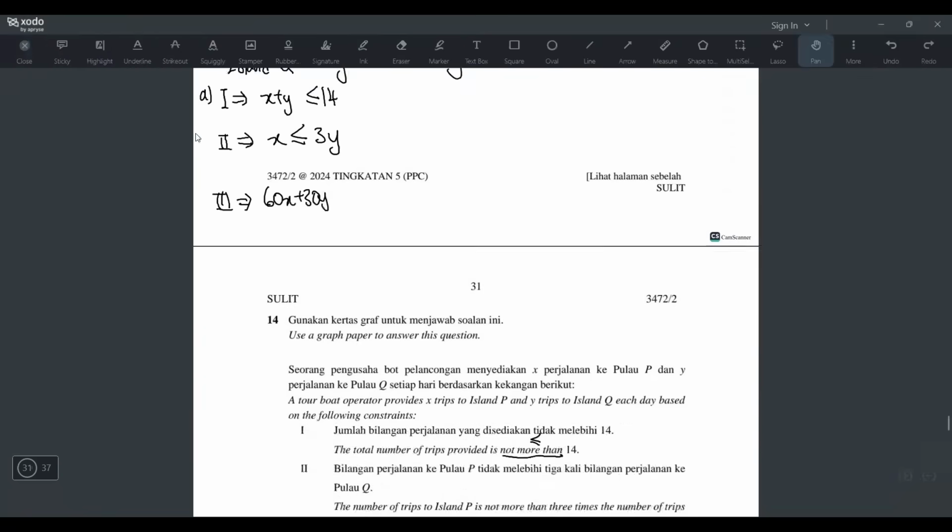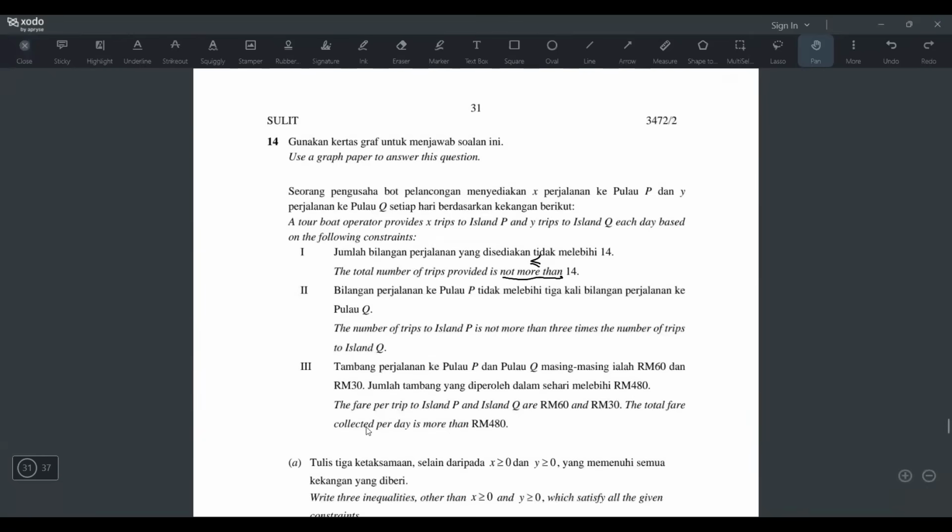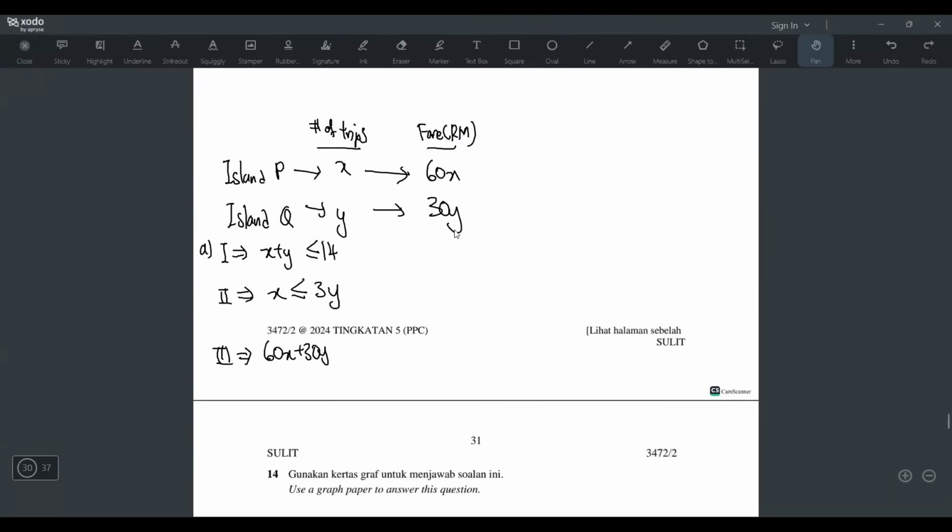And they mentioned about less than, right? The total fare, oh, sorry, more than. The total fare collected is more than 480. It means the total fare 60x plus 30y must be more than 480. Okay, this one you don't have to put the line below because they say more than, right? More than means no line below.